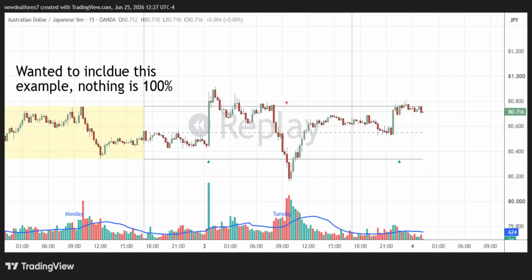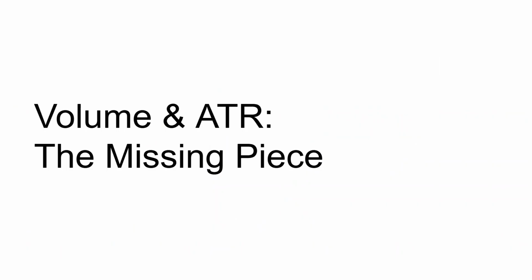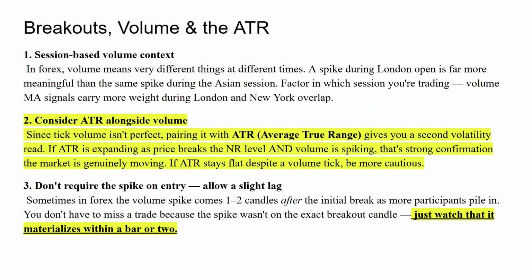Okay. So next up, we have volume and the average true range. This is the missing piece. Now, context matters when the breakout happens because typically a spike during London is better than a spike during Asia in terms of a breakout. Okay. And a spike during New York and London, that overlap is going to have more volume or more weight than a spike in Asia as well.